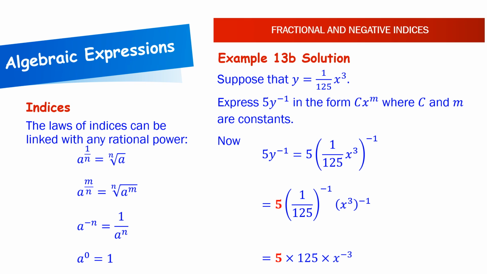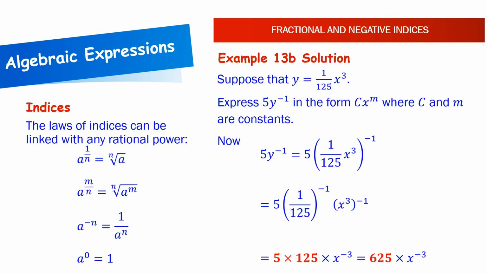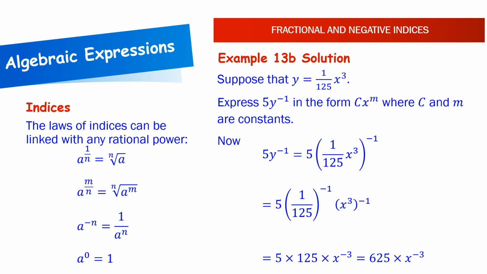We start to simplify now. 1 over 125 raised to the power minus 1 is of course flipped over, so we get 125. And then x cubed to the power minus 1, we simply multiply the powers, 3 times minus 1, and then tidy up 5 times 125, and of course leave x to the minus 3 as it is, giving us an overall expression of 625 times x to the minus 3.